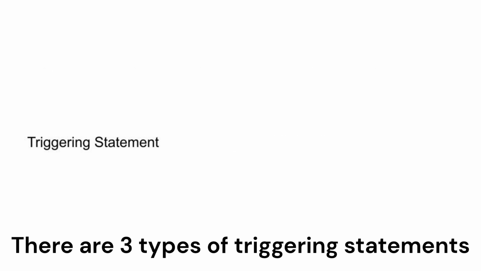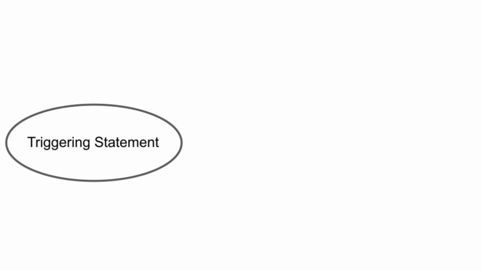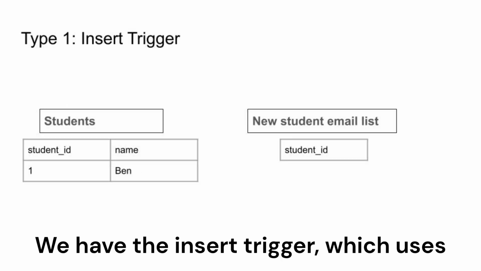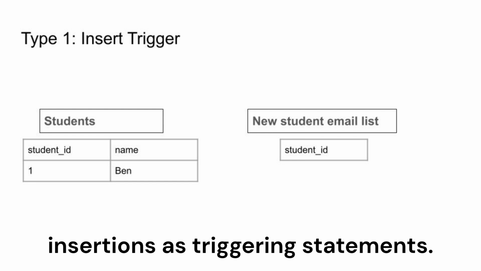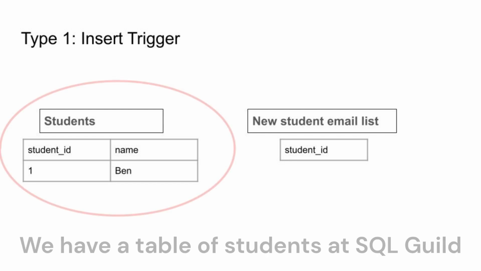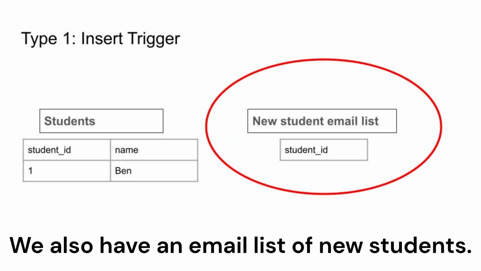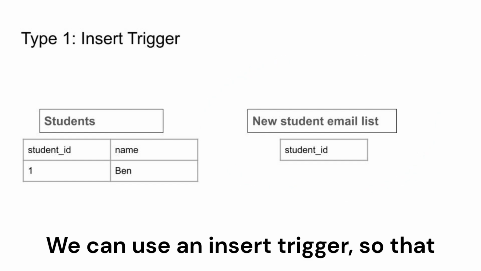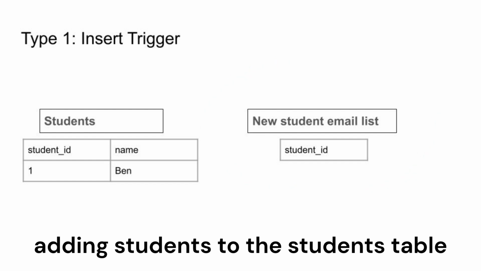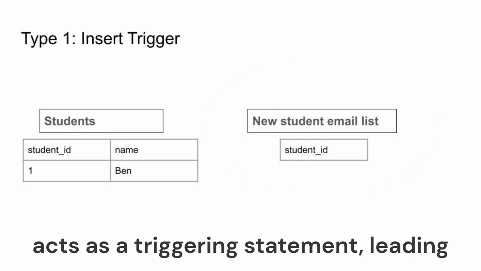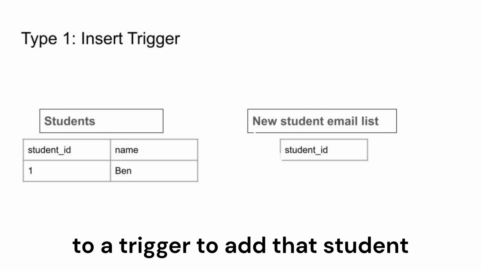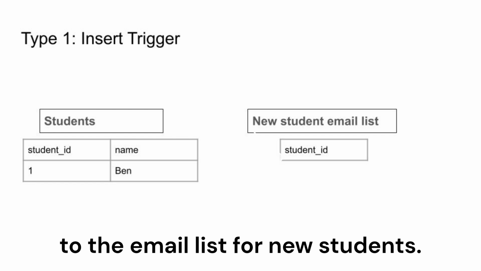There are three types of triggering statements. We have the insert trigger, which uses insertions as triggering statements. We have a table of students at SQL Guild. We also have an email list of new students. We can use an insert trigger so that adding students to the students table acts as a triggering statement, leading to a trigger to add that student to the email list for new students.